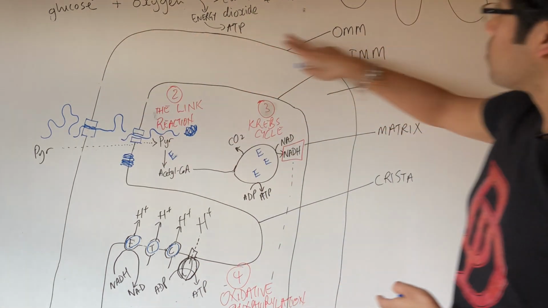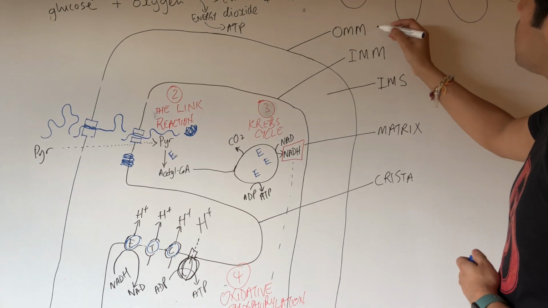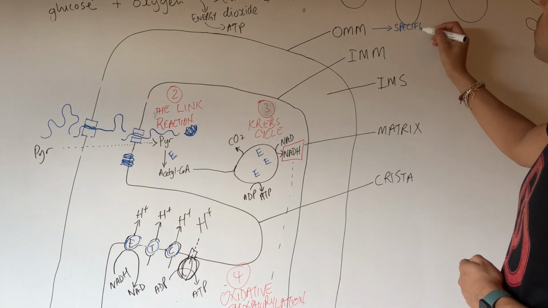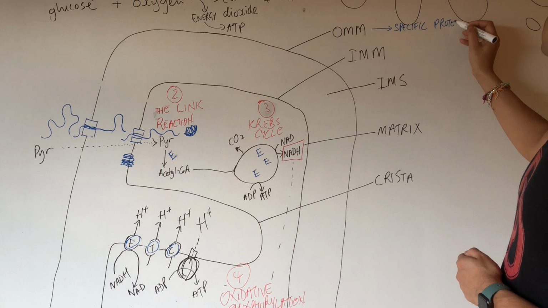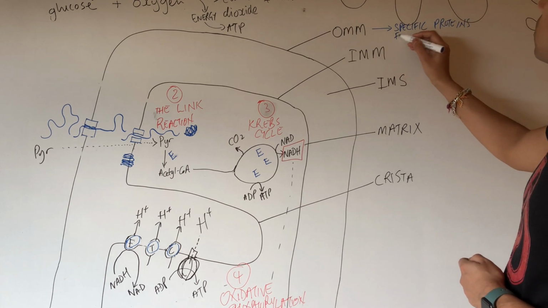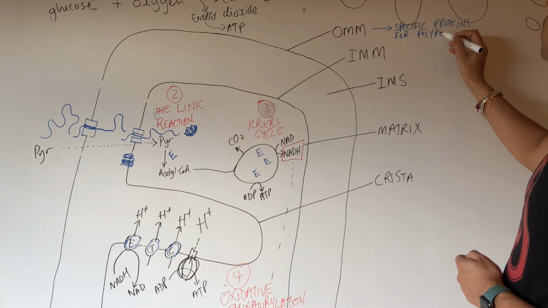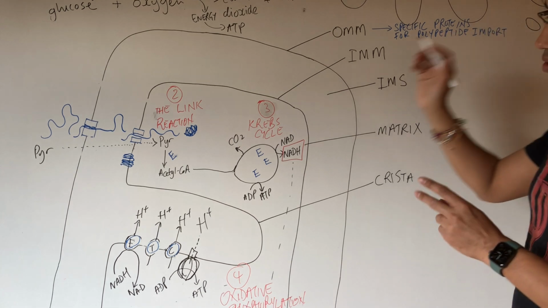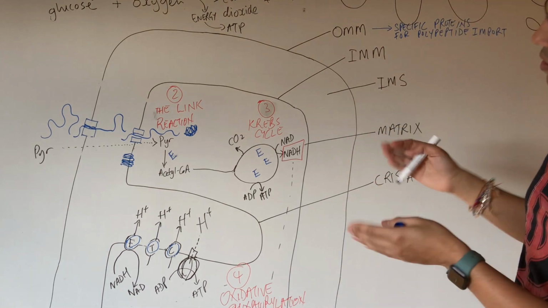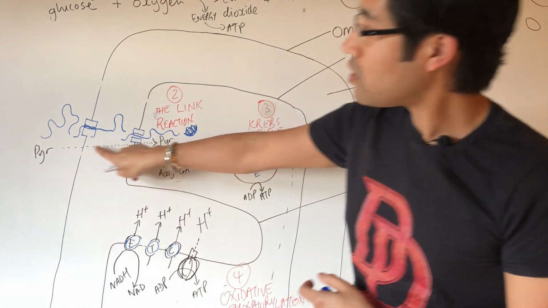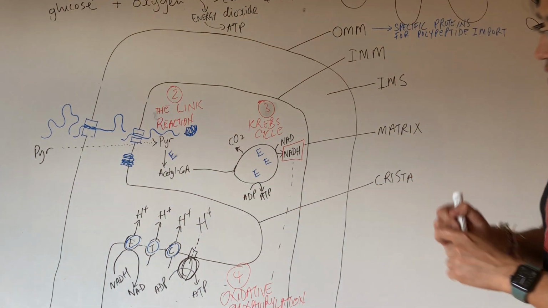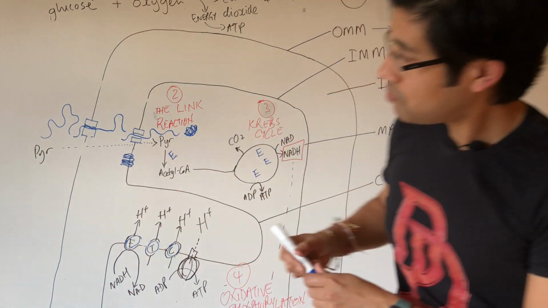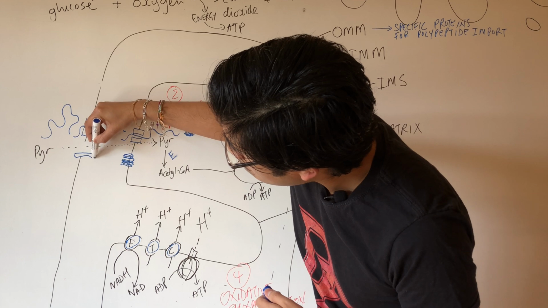Okay, so if we're looking for outer membrane proteins, the outer mitochondrial membrane has got specific proteins for polypeptide import. So that's its particular job. But otherwise, it also has to allow the free movement of things that the mitochondria will need to carry out its role. So it's got pores, protein pores. So I'm going to draw them like this.